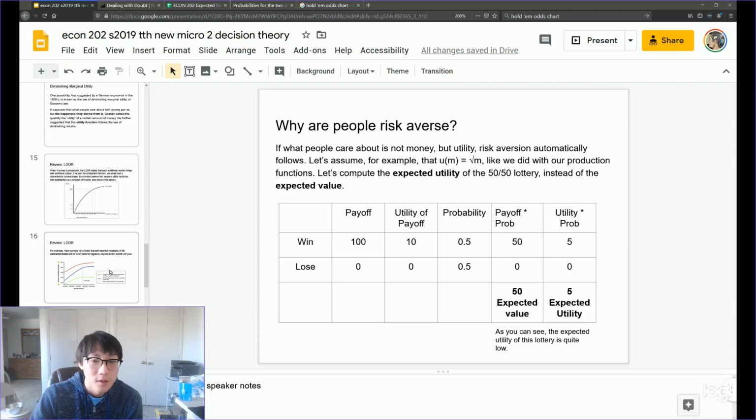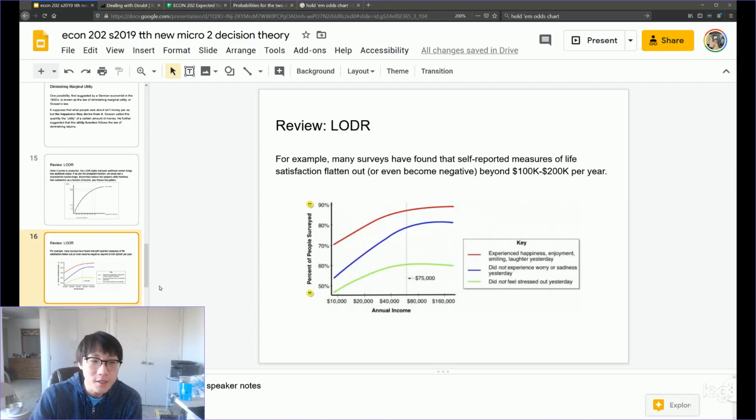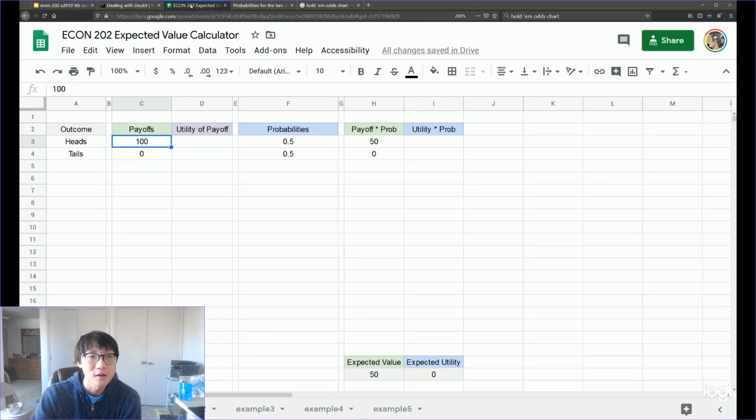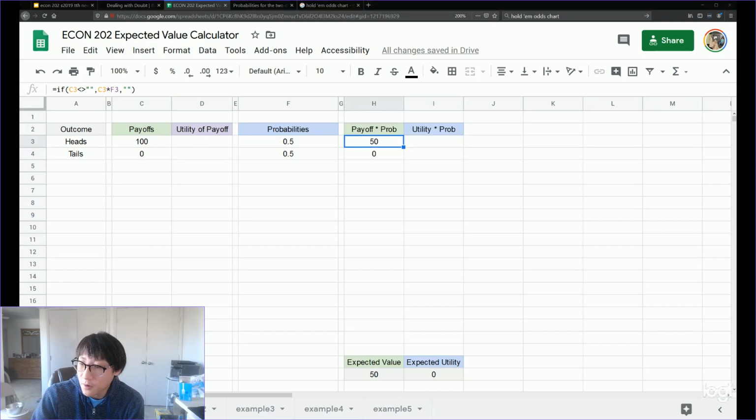Okay, so I have the calculation on this slide, but actually let's just do it in our expected value calculator. Okay, so actually this is a good stopping point. I'm going to show you how to do this calculation in the next video.